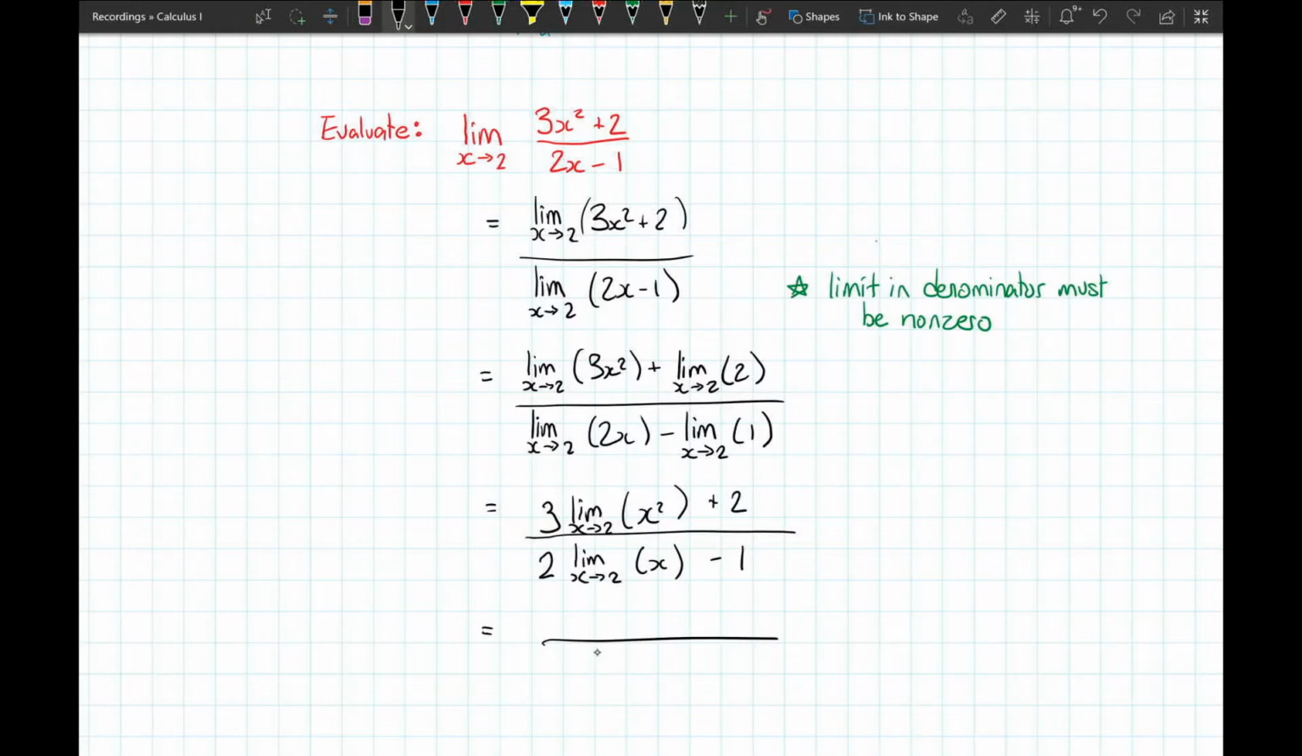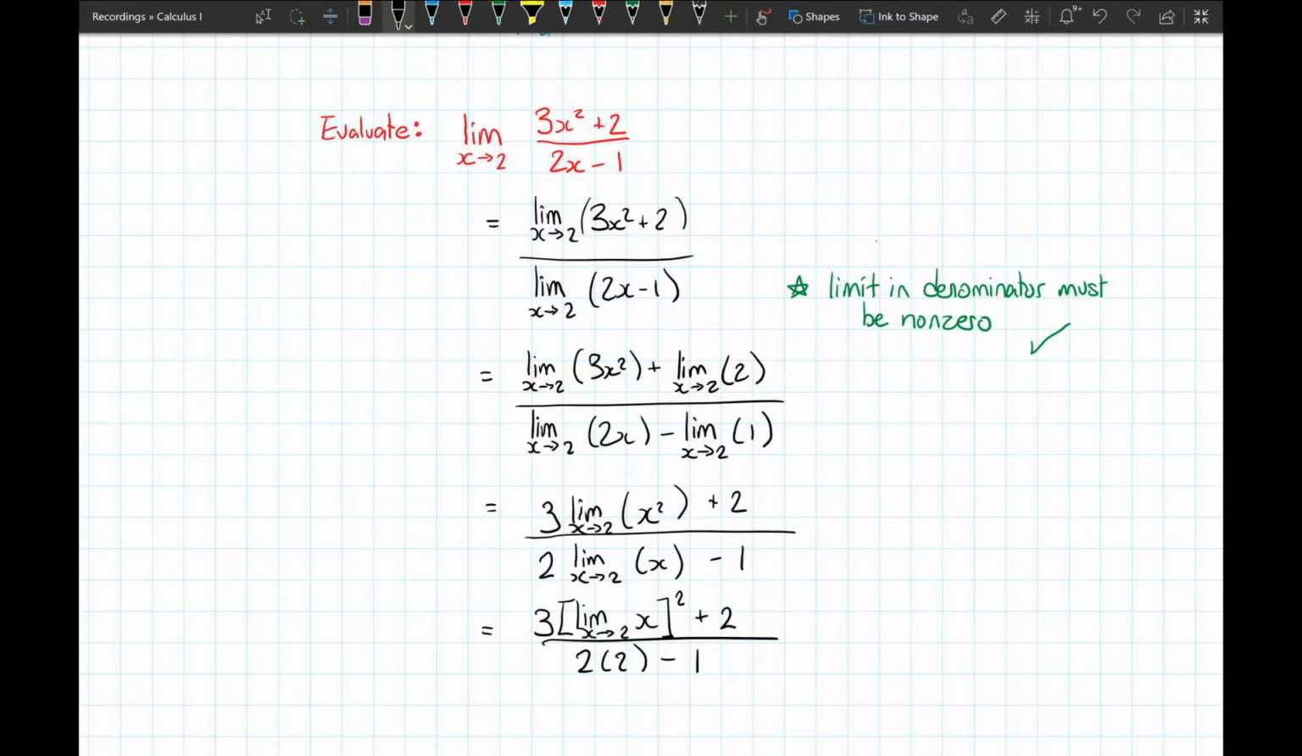And in the denominator, this is going to be becoming 2 times 2 minus 1. And we can go back to this condition that the limit in the denominator must be non-zero. And we can see that that is totally fine because we're going to end up with 3. How about the numerator? We're not quite done. We haven't actually looked at the limit of x squared yet, but it does have a power. So we can go and use one more rule here.